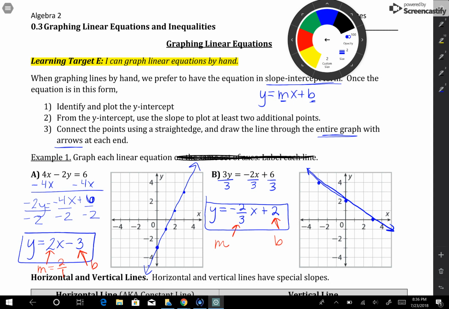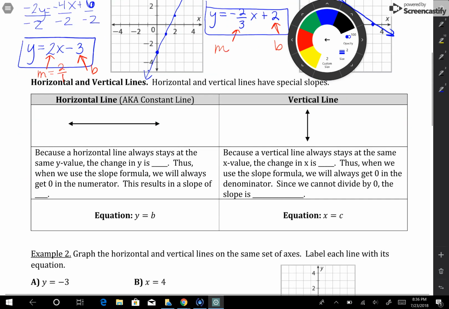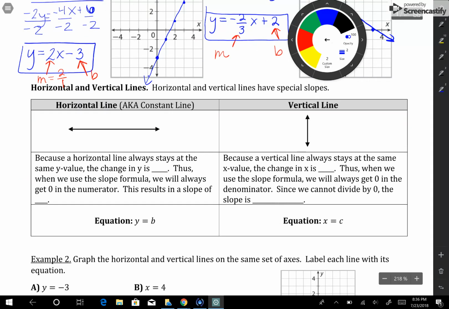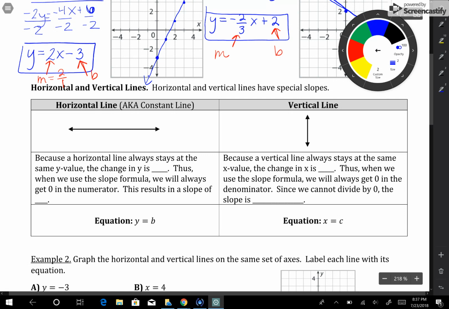So those are just kind of normal lines. They have a slanted slope. Sometimes we have lines whose slopes are special, like horizontal and vertical lines. Horizontal lines obviously go from left to right. Think of the horizon. It's also known as a constant line. Vertical lines go up and down. Now, horizontal lines, because they're straight across like this, they always stay at the same y value. So the change in y is 0.